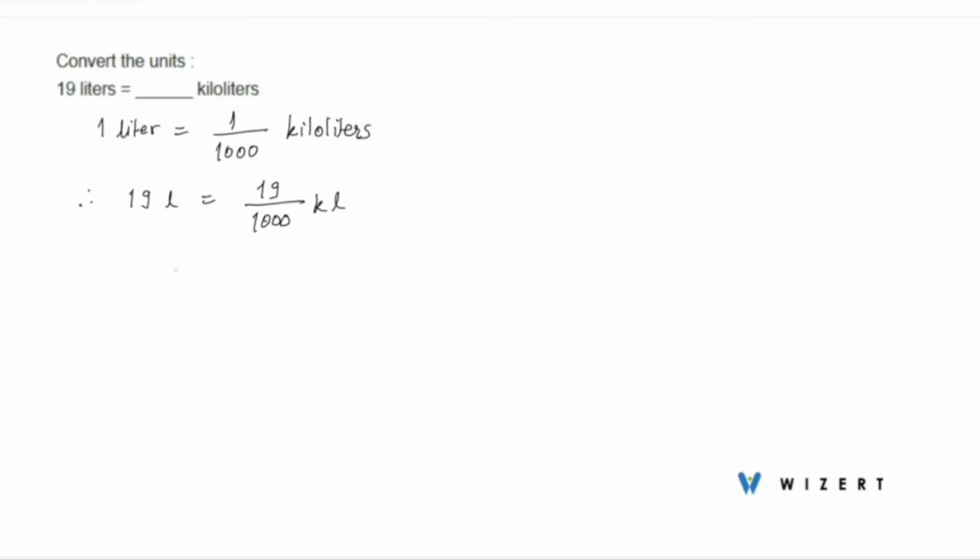Now, to convert this, we can simply write we have 19.0 here. So, when we divide by a power of 10, we simply move this decimal point 3 digits to the left because there are 3 zeros in the denominator. But there is no digit here, so we assume a 0 and this will be our conversion. So we have 0.019 kiloliters conversion. This is the answer.